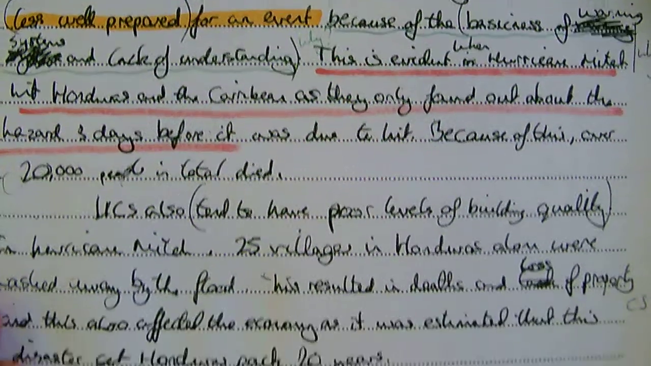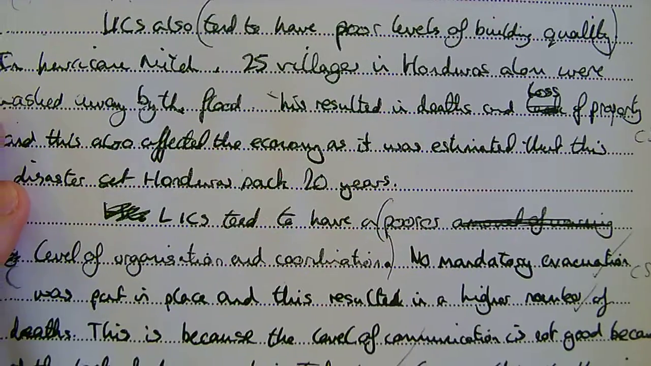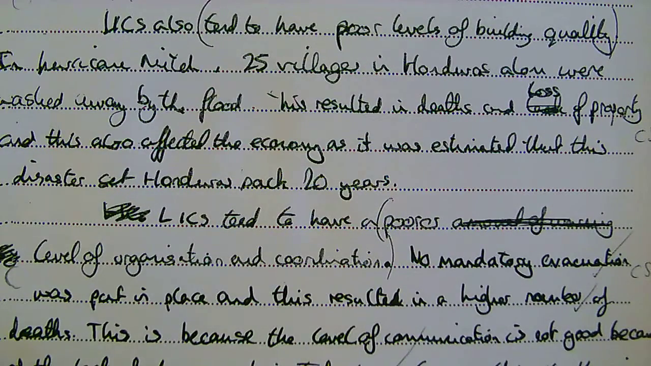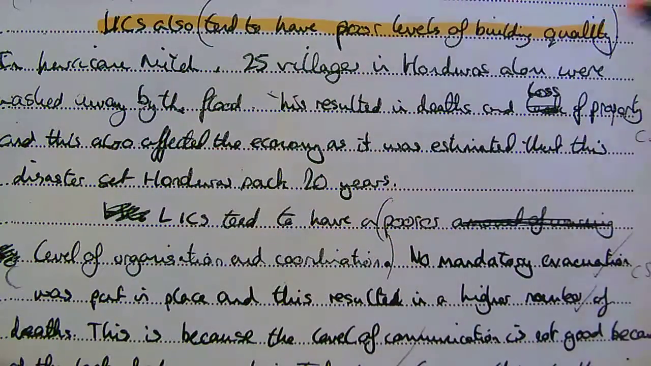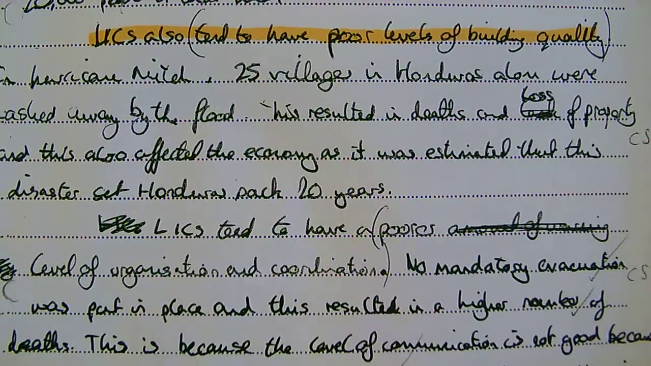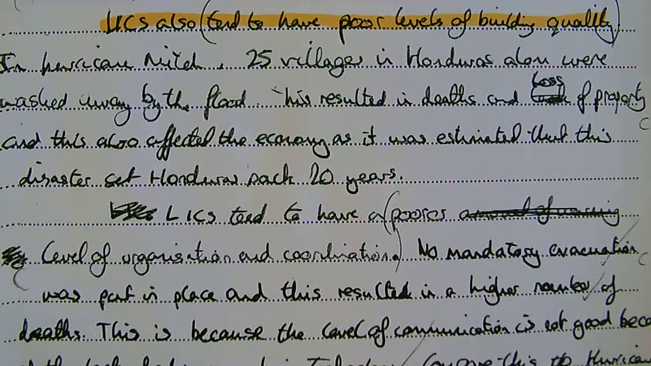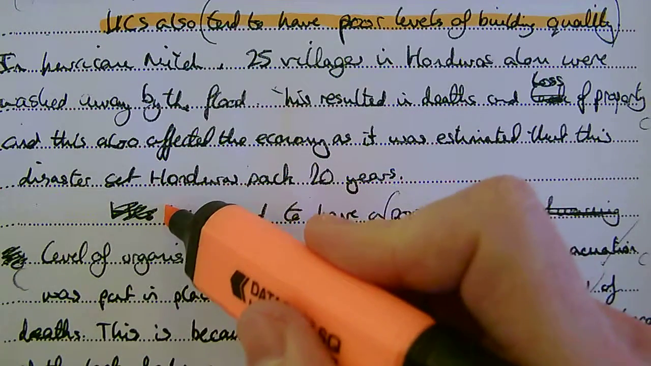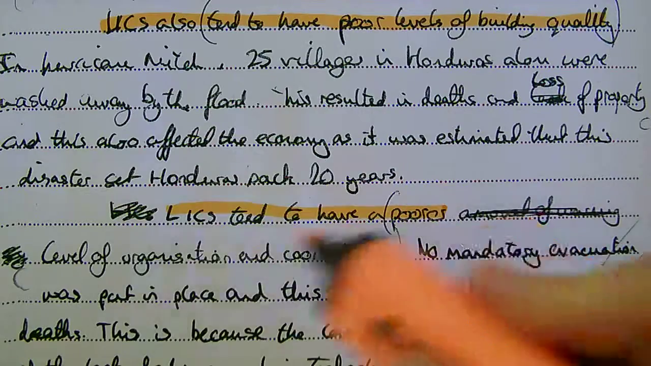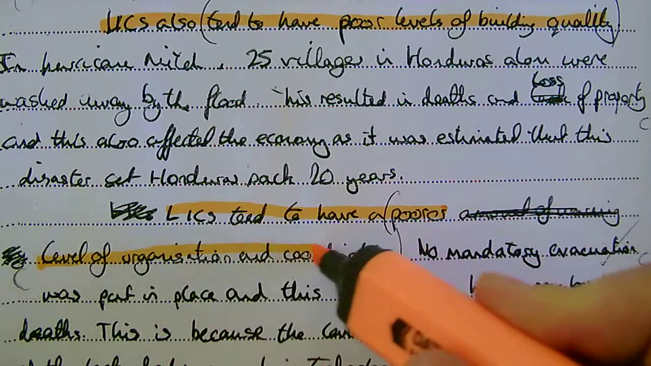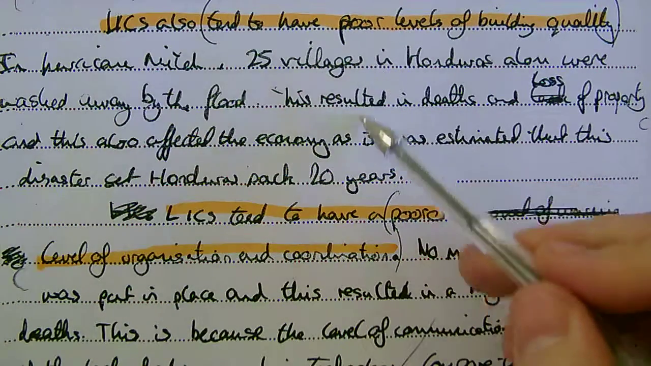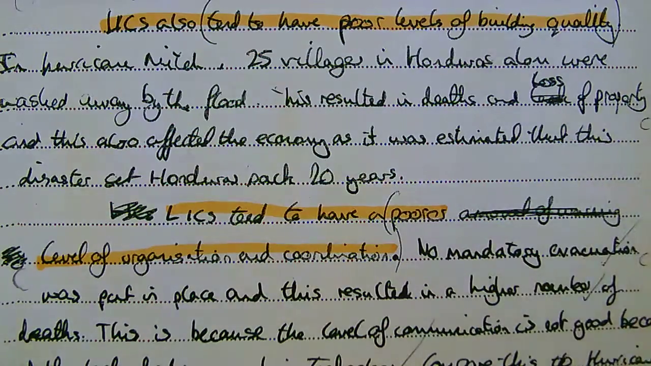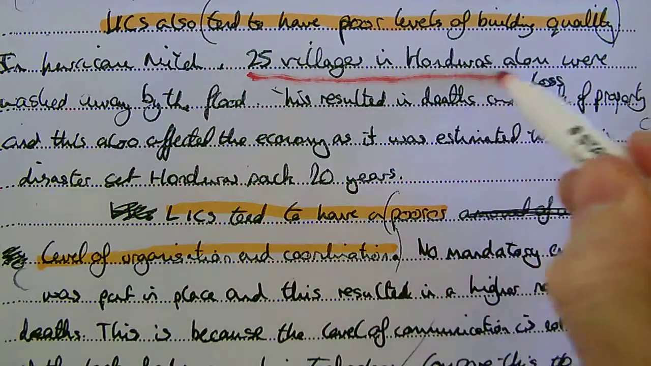If we move further down, we might just look at these two paragraphs. And again, it's quite easy here to pick out the general points. So here's the first one: LICs also tend to have poor levels of building quality. Down here at the start of the third paragraph, LICs tend to have poorer levels of organisation and coordination. They are points which, if we look down through the rest of the paragraphs, are then illustrated by evidence.